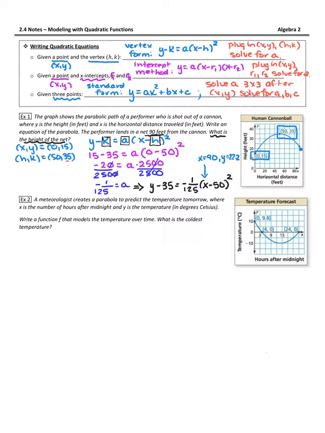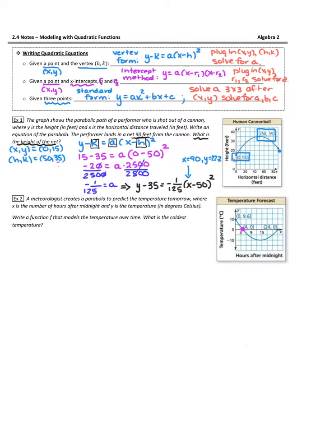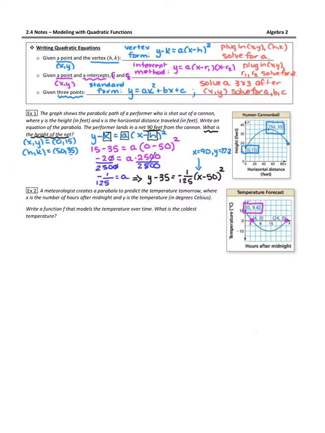So this next example is showing us a meteorologist creates a parabola to predict the temperature, and notice they're actually giving us the intercepts. I can't highlight the other one because my menu is in the way. Here we go. There are my two intercepts, R1 and R2, and they gave me this other point right here. So what I'm going to do with that is write down my given information.